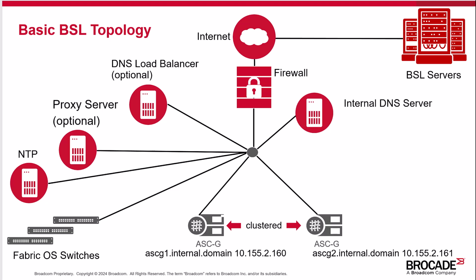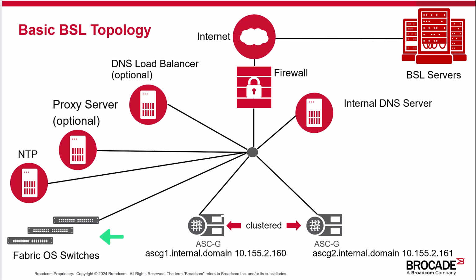Welcome to the short demonstration where we're going to talk about a basic Brocade support link topology. We're going to focus primarily on some of the configurations required for the internal DNS server, any firewalls in your environment, and if you have deployed one, a proxy, which is optional. Before we move into those three components, let's do a brief overview of this topology.